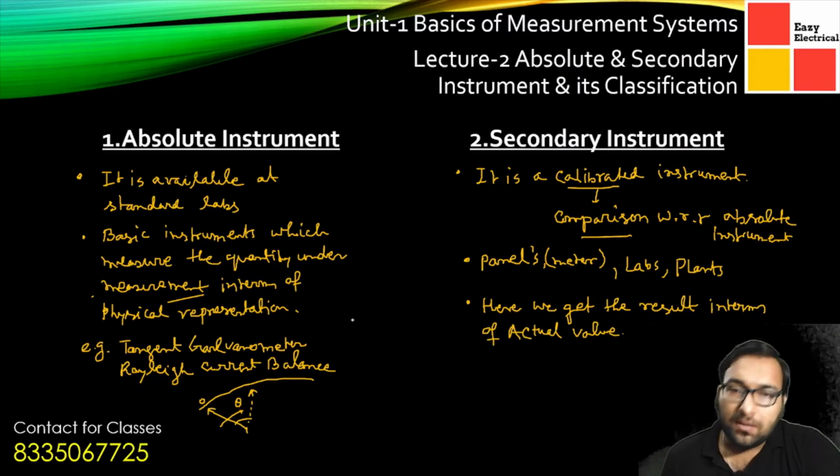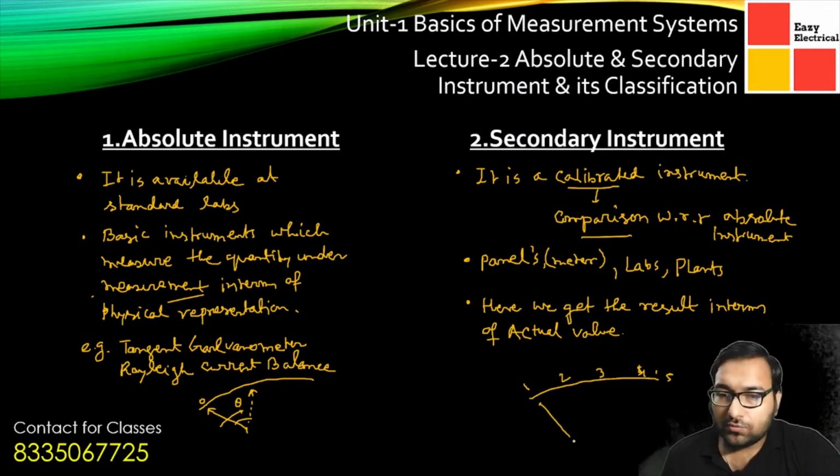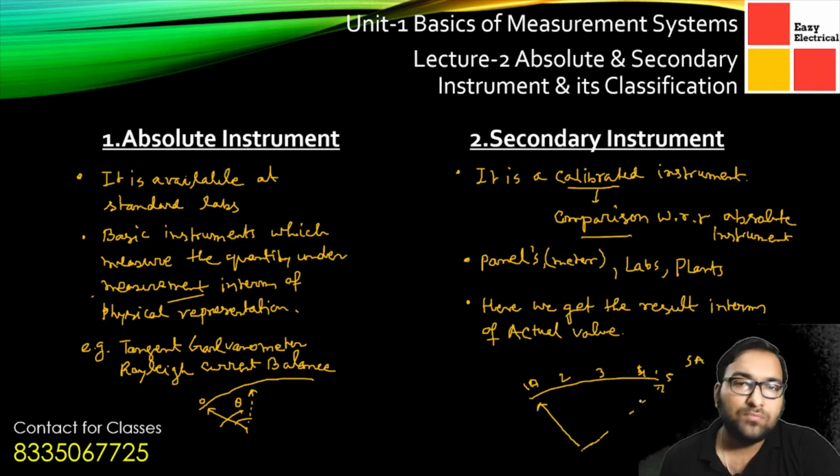That means based on an absolute instrument we are calibrating the secondary instrument, and that secondary instrument will have a reading, suppose 1 2 3 4 5, like that. If this is an ammeter scale and the indicating pointer is sitting at 1, that means the current measured by the ammeter is 1 ampere. Suppose it is showing 5, it is actually showing that 5 ampere current is flowing through the instrument. But in the case of an absolute instrument, we do not find that. We find basically the deflection of the pointer.